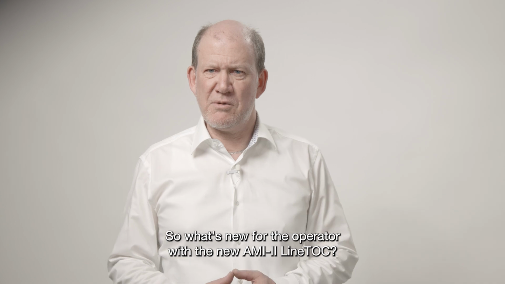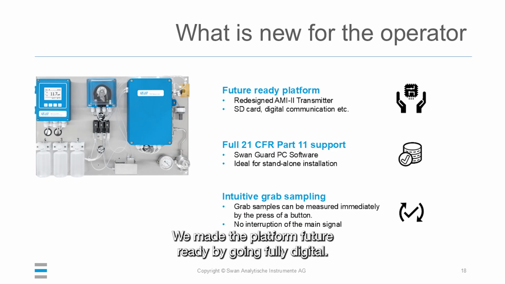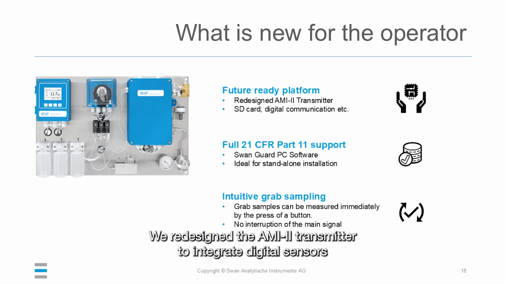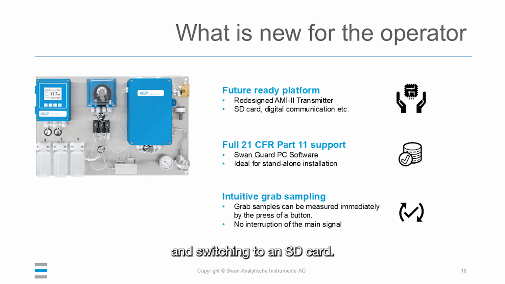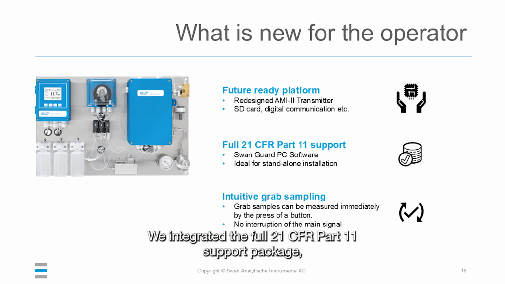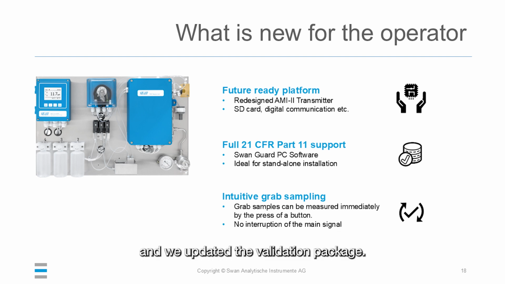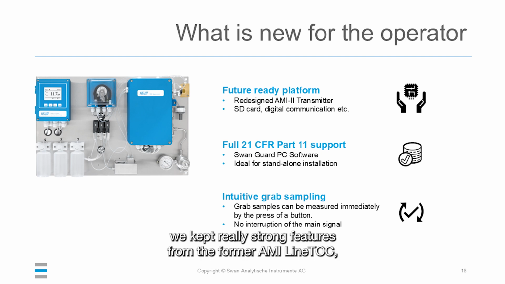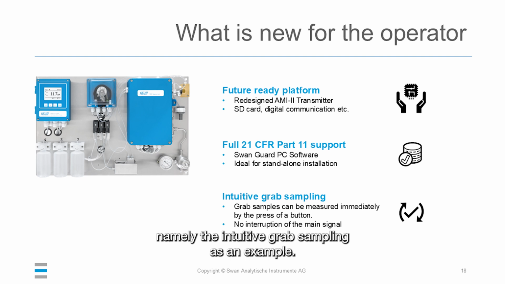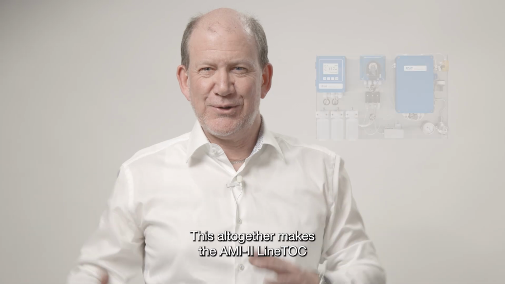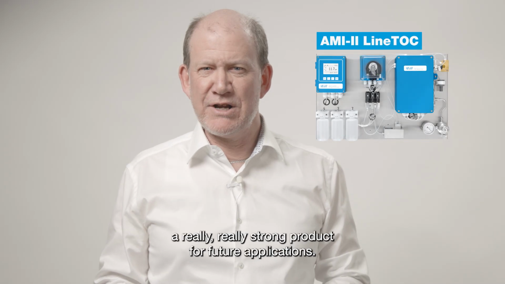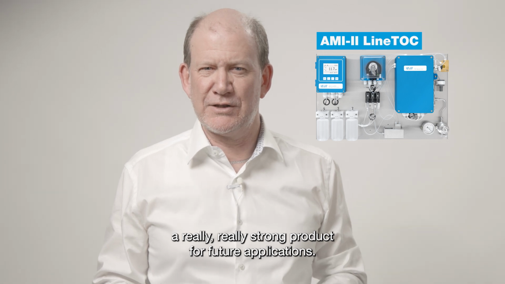So what's new for the operator with the new AMI-II LineTOC? We made the platform future ready by going fully digital. We redesigned the AMI-II transmitter to integrate digital sensors and switching to an SD card. We integrated the full 21 CFR Part 11 support package, and we updated the validation package, and of course we kept really strong features from the former AMI-I LineTOC, namely the intuitive grab sampling as an example. This altogether makes the AMI-II LineTOC a really strong product for future applications.